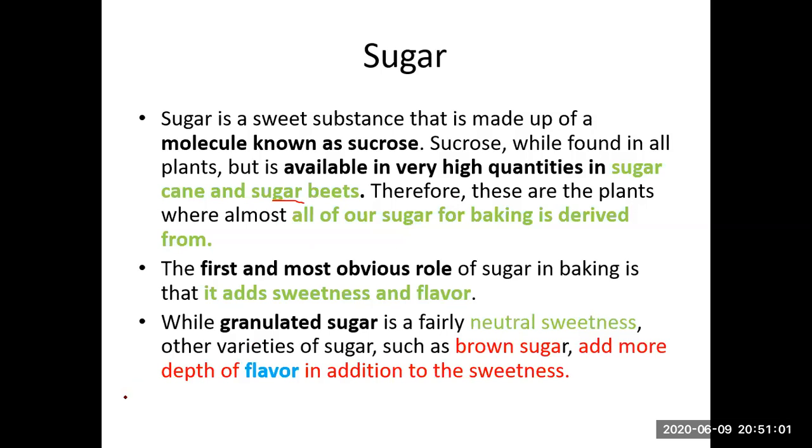So we get sugar in two forms, that is white granulated sugar or brown sugar. We also get different kinds of sugar in the market that are used in baking. We'll read about it in our next slides. So in the case of white and brown sugar, what is the difference? White granulated sugar gives only sweetness. But brown sugar, with the sweetness, also adds flavor to the product.